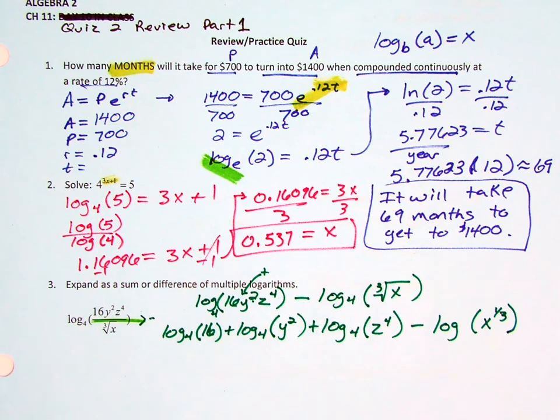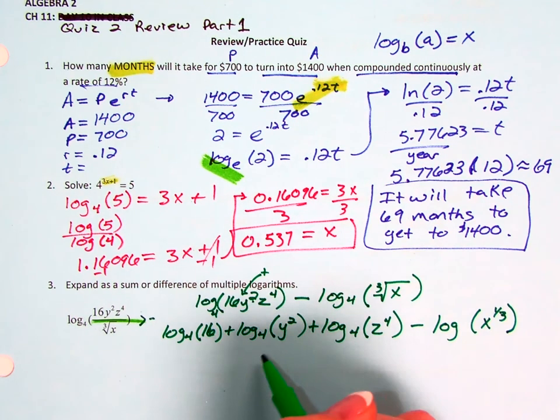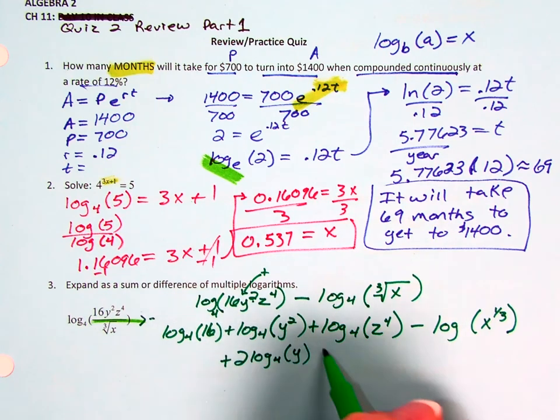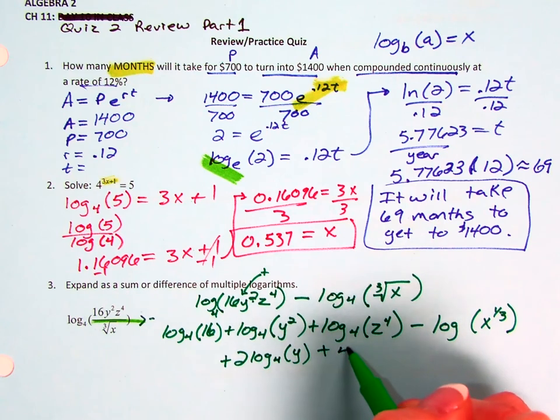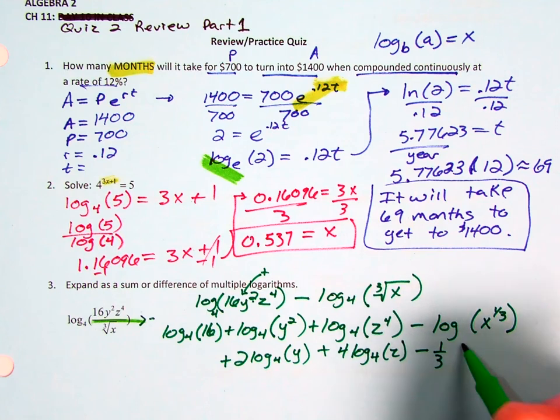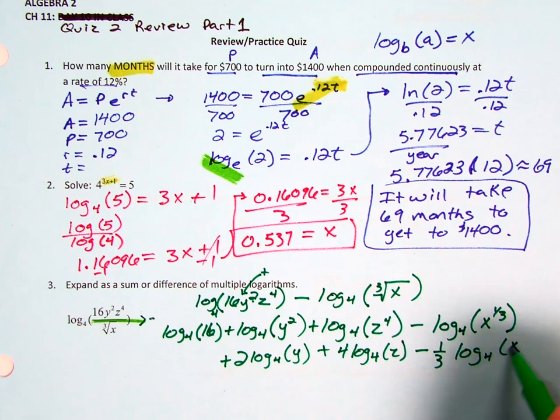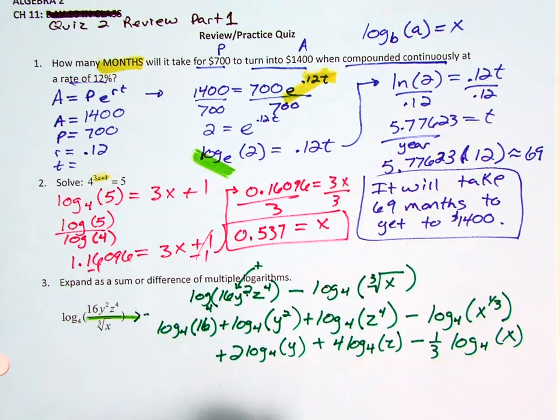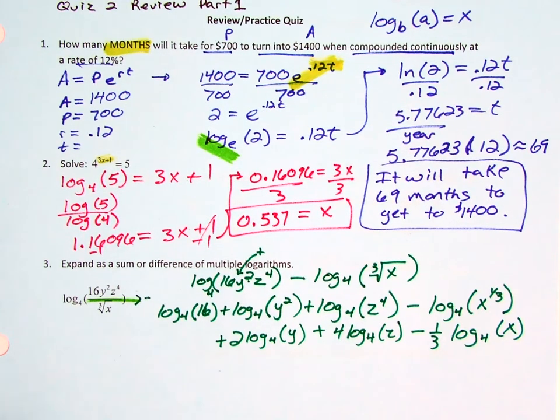Now, the one thing that I will tell you, most of you will be fine with this. You'll remember to take your exponent out, so it'd be plus 2 times log base 4 of y plus, remember, taking your exponent out, 4 times log base 4 of z minus 1/3 log, remember to put your bases. If you don't remember your bases, you will get marked down.